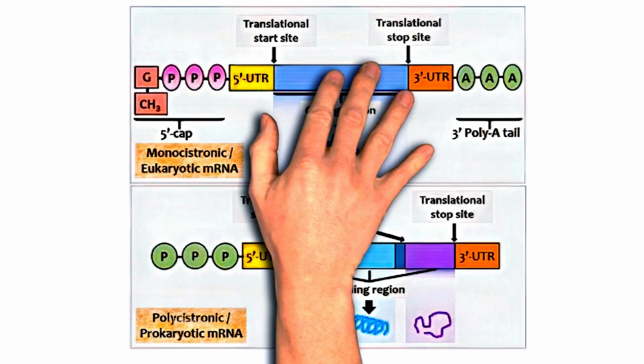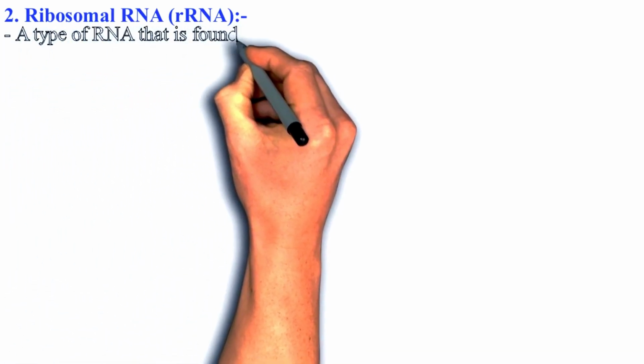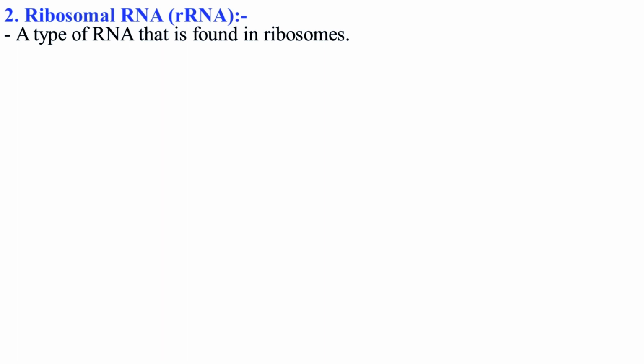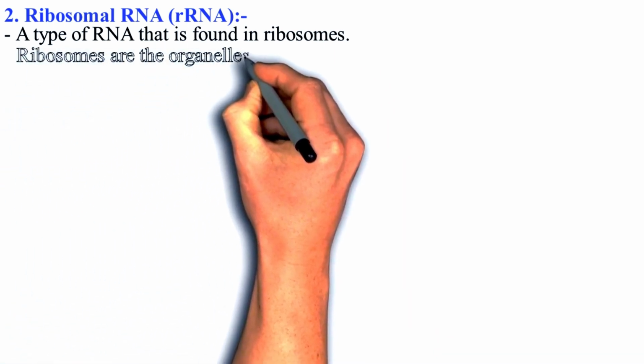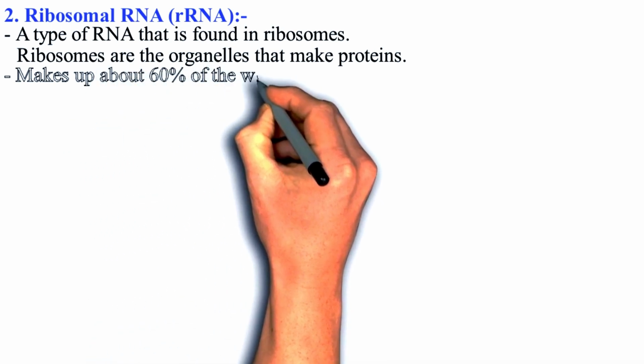Second is ribosomal RNA, or rRNA. Ribosomal RNA is a type of RNA that is found in ribosomes. Ribosomes are the organelles that make proteins. rRNA makes up about 60% of the weight of a ribosome.